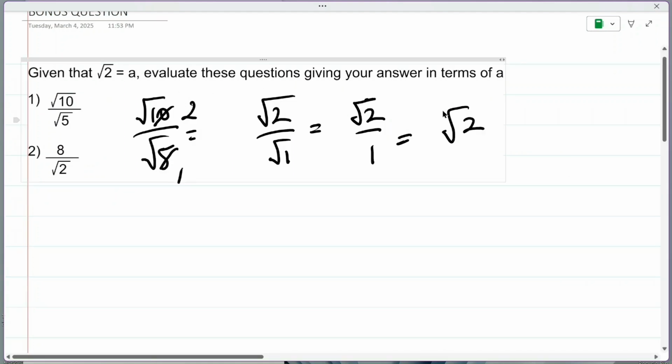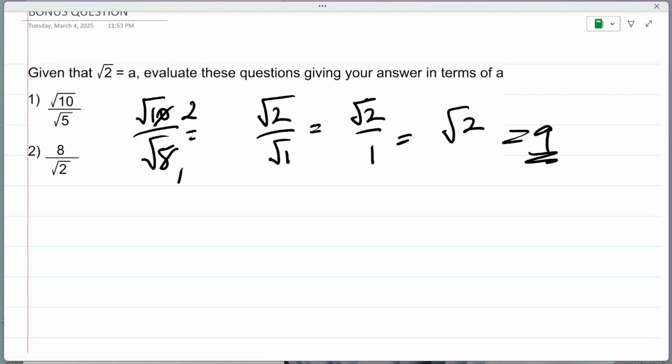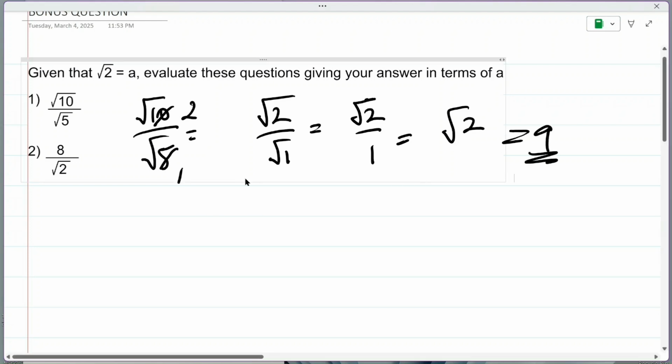Since the question says express in terms of a, and root 2 is a, therefore a is our answer. This can work, but it's best to use this when you're working with objective questions. This is not standard when you're working in theory, where you have to show your working. This method is not standard.